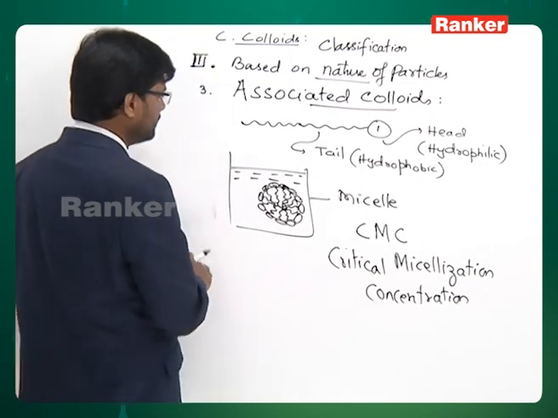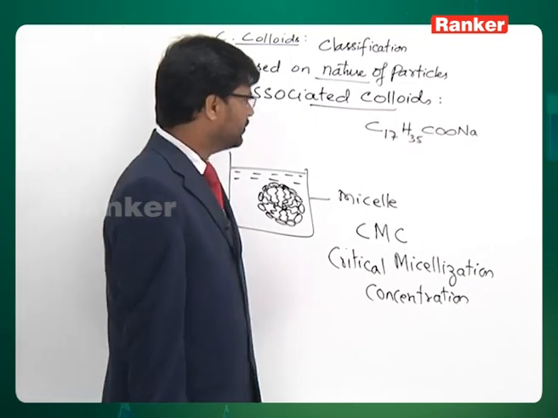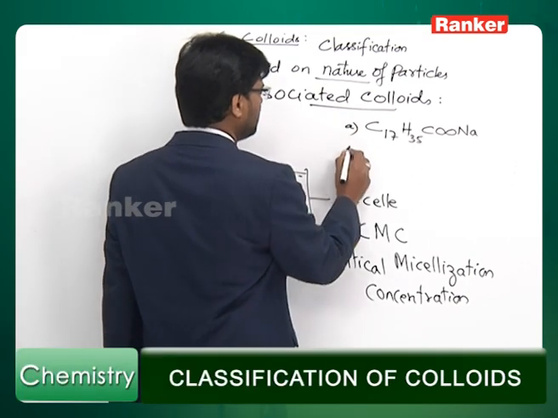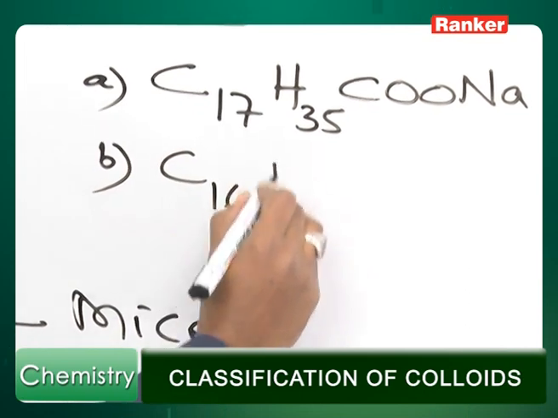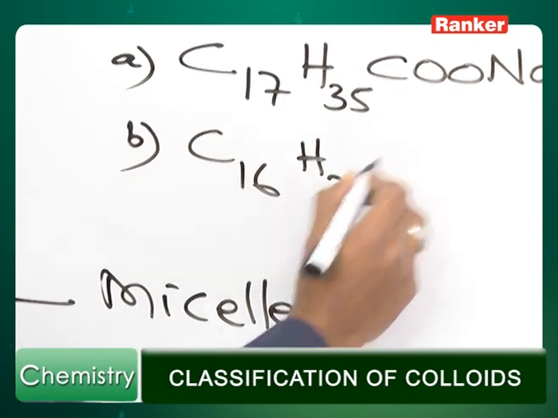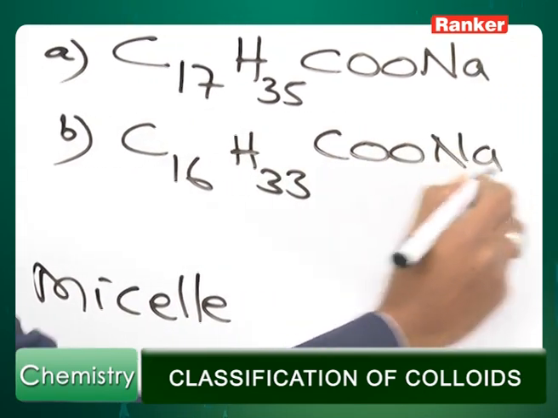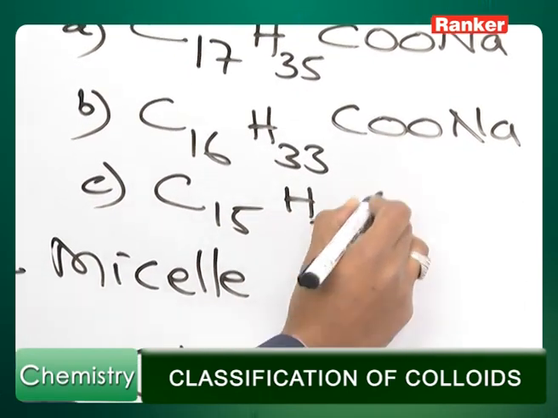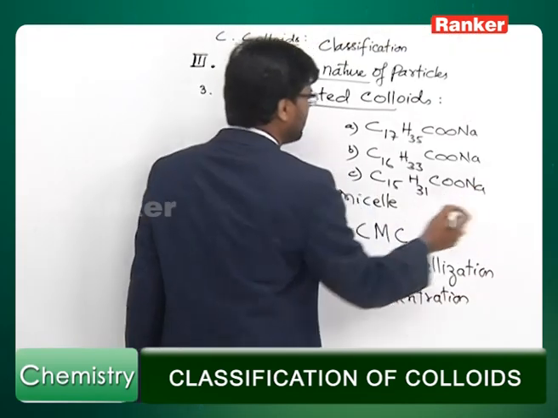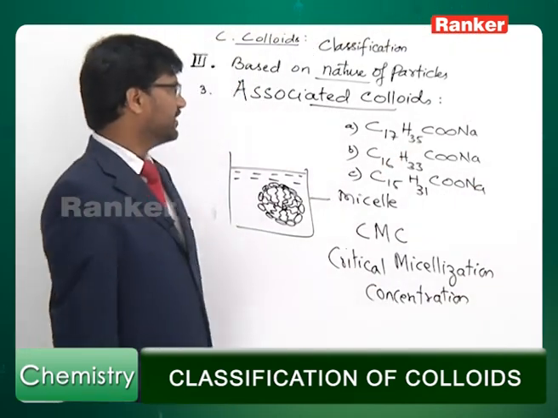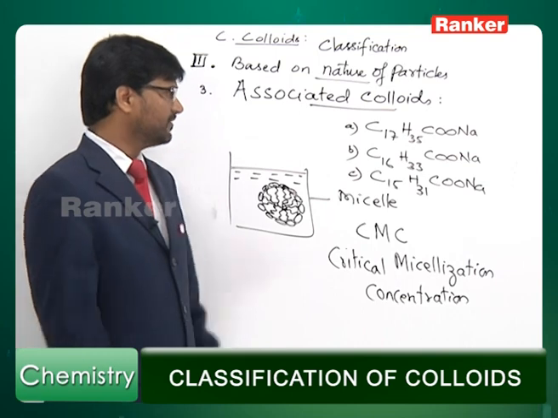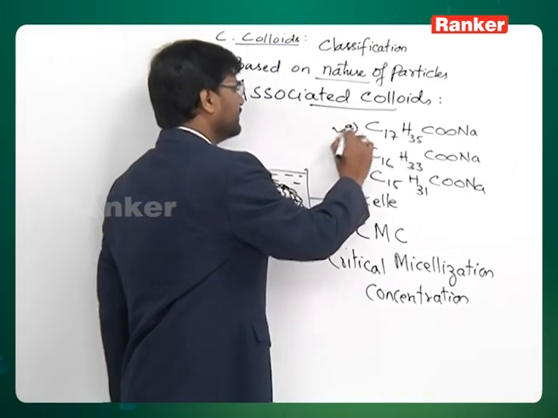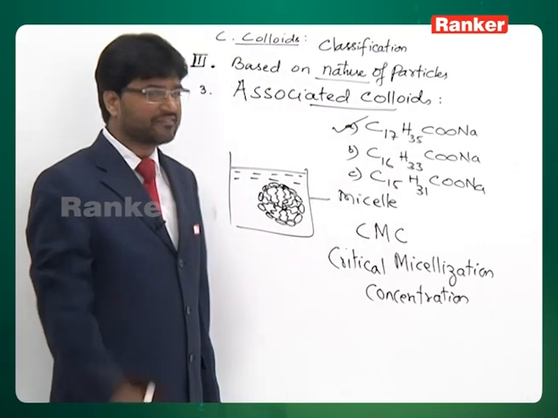If I give you examples, look at this example. Imagine I have C17H35COONa, then I have another one, C16H33COONa, and then you have C15H31COONa. If different types of soaps are there, the one with the lowest CMC will be the one with the highest number of carbons. This will have the lowest CMC value.